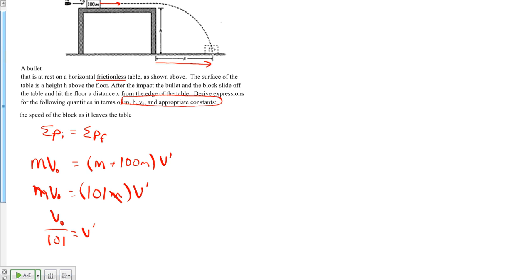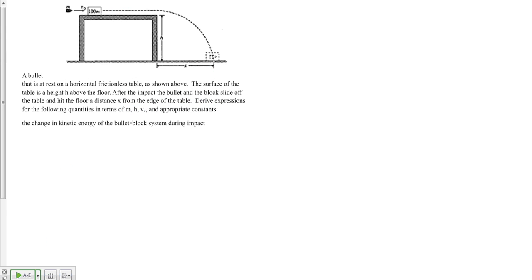If you left the masses in there, okay. It won't be as clean in the end if you leave m in there as it will be if you eliminate variables. The more you can simplify something, especially algebraic problems, the better off you're going to be later on in the problem when you do substitutions. So now we have the new speed of the block as v naught over 101.